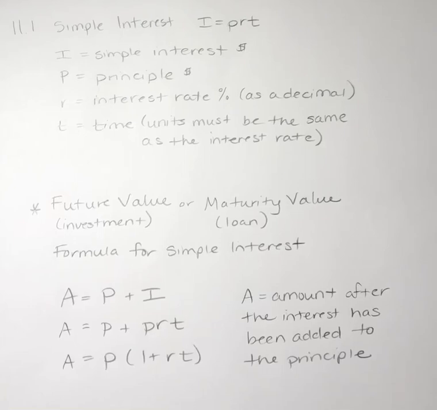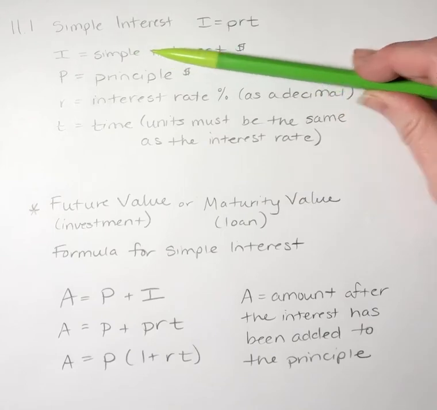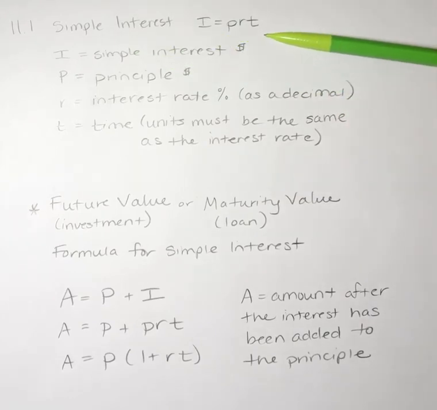So chapter 11, section 11.1 is on simple interest. There are two formulas that you need. The first is the simple interest formula, I equals P times R times T.